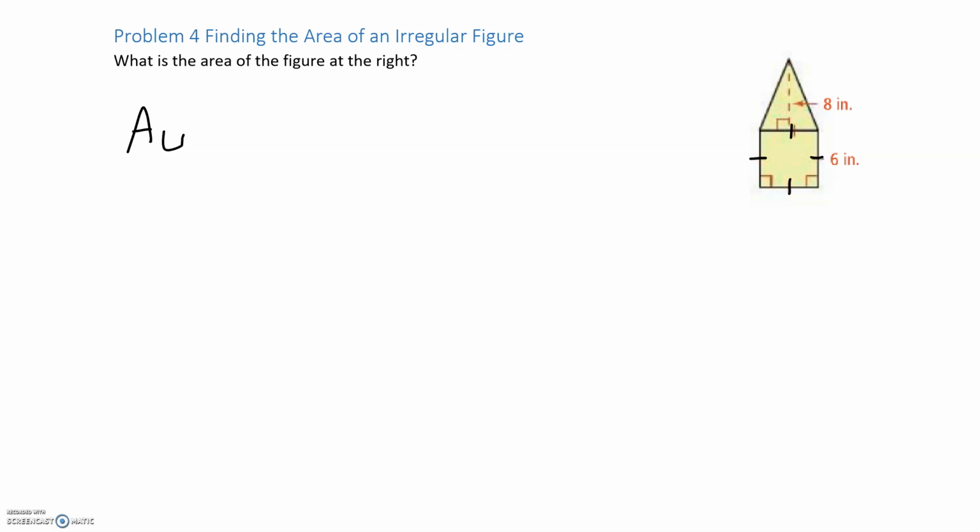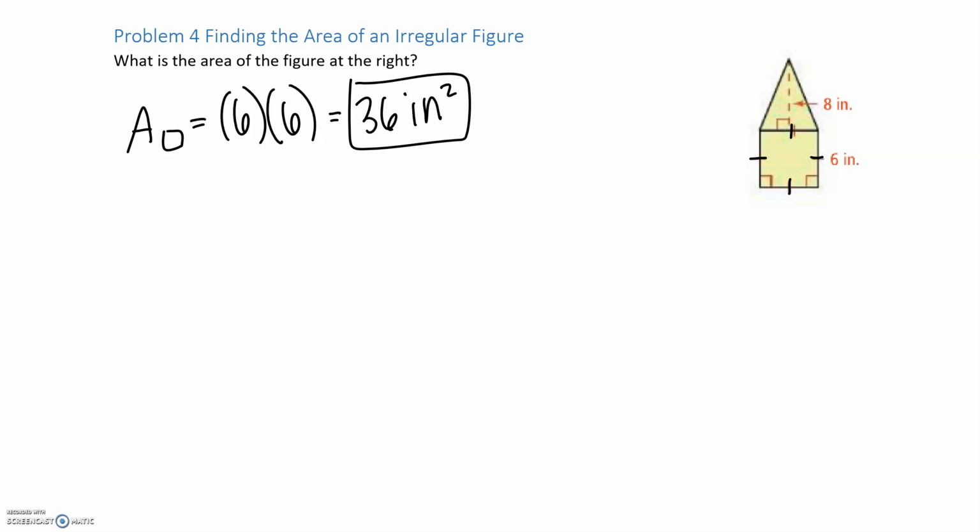So if we're finding the area of our square, we've got our base times our height. So our base is going to be 6. And our height is also going to be 6, which means the area of our square is going to be 36, and that's going to be inches squared. So that's the area of our square.